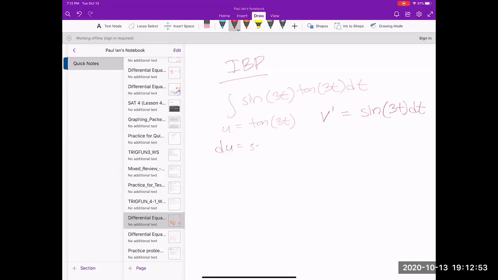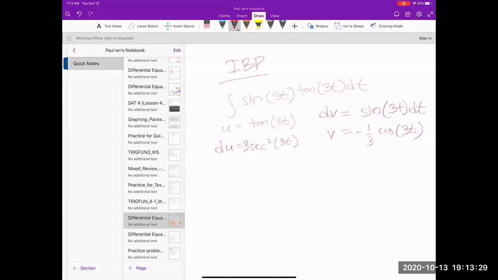Let's see if I am even doing this. Secant squared 3t, and I think the 3 is right here, right? Yeah, 3 secant squared 3t. I remember doing this. And then the other one is dv. And then v would be -3, or actually -1/3 cosine 3t.